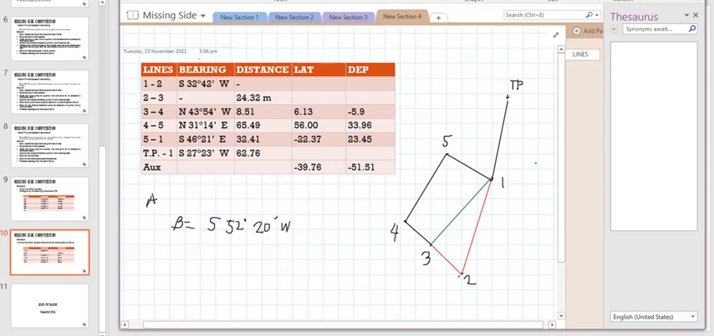So this is only for the auxiliary line. Then its distance is the square root of 39.76 squared plus 51.51 squared. The answer is 65.07 meters.